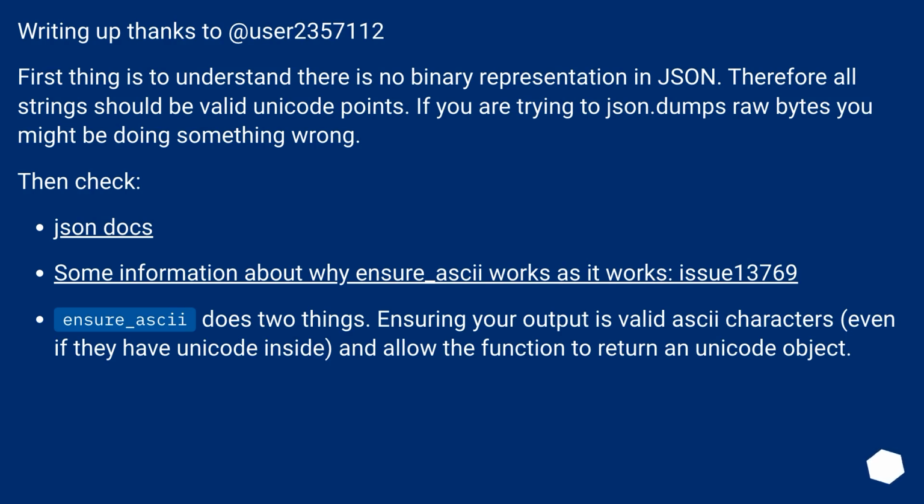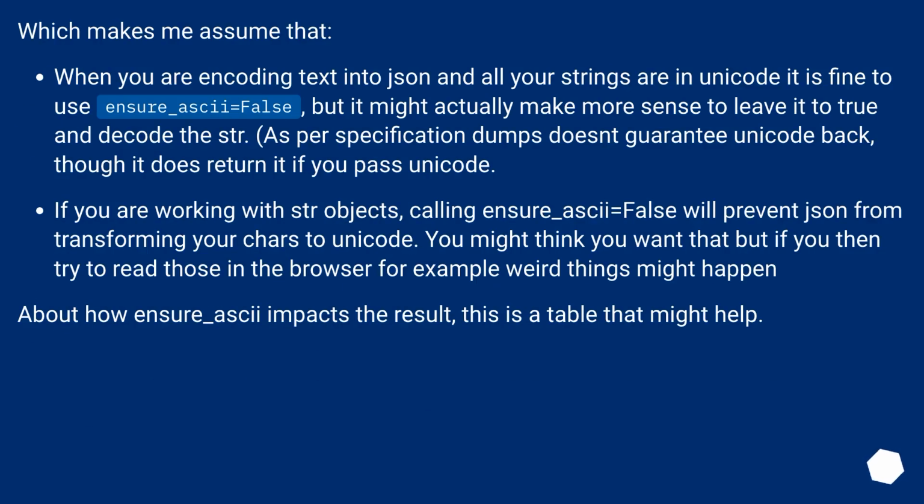Ensure_ascii does two things: ensuring your output is valid ASCII characters, even if they have Unicode inside, and allowing the function to return a Unicode object. Which makes me assume that when you are encoding text into JSON and all your strings are in Unicode, it is fine to use ensure_ascii equals false, but it might actually make more sense to leave it to true and decode the str. As per specification, dumps doesn't guarantee Unicode back, though it does return it if you pass Unicode.